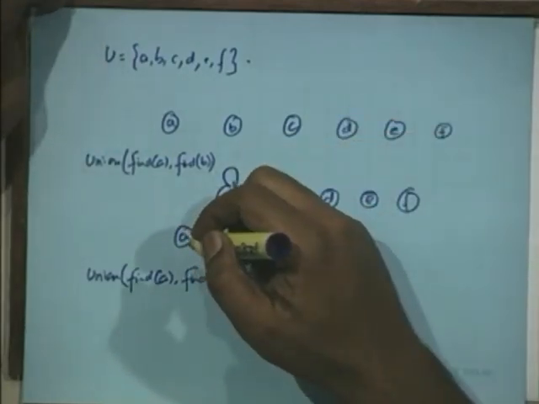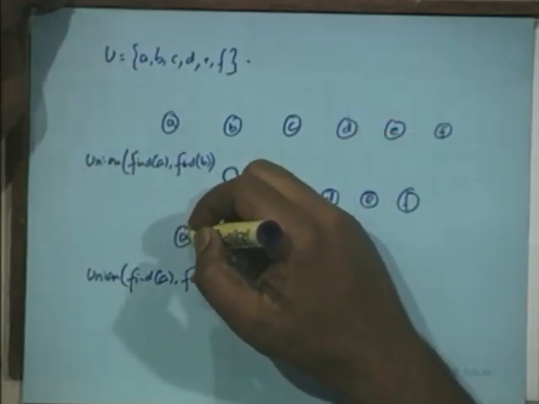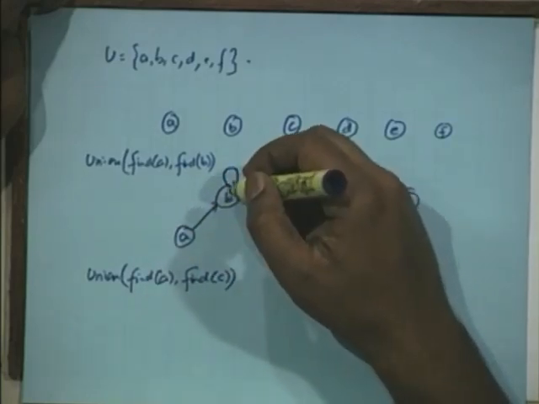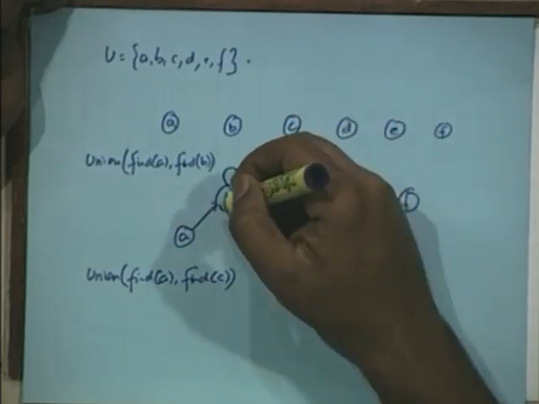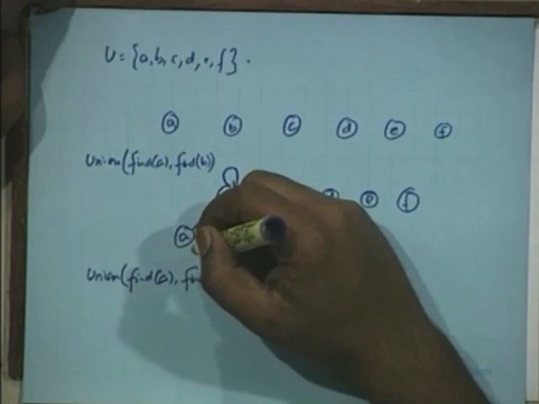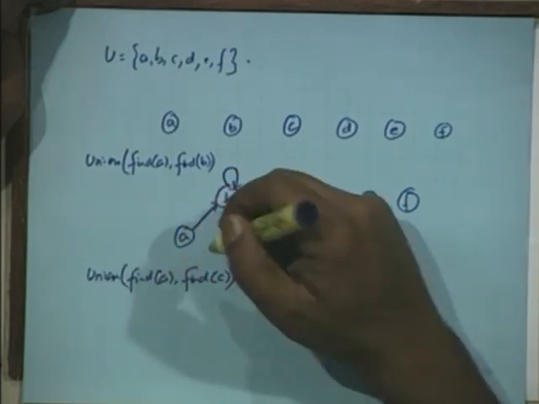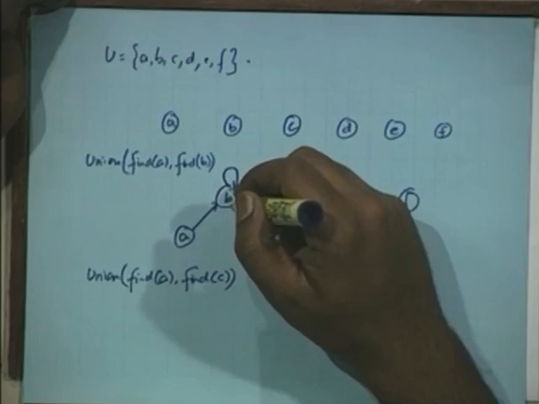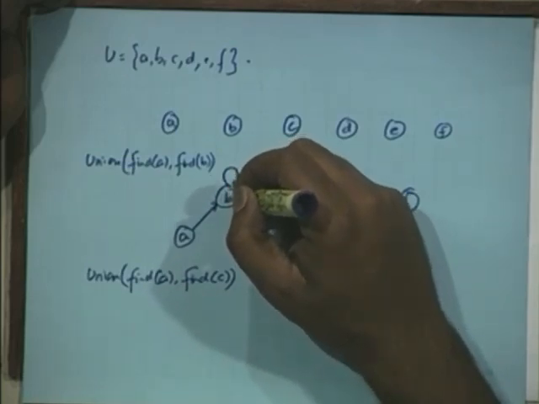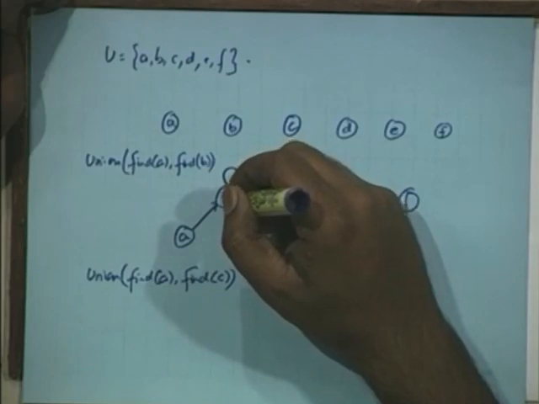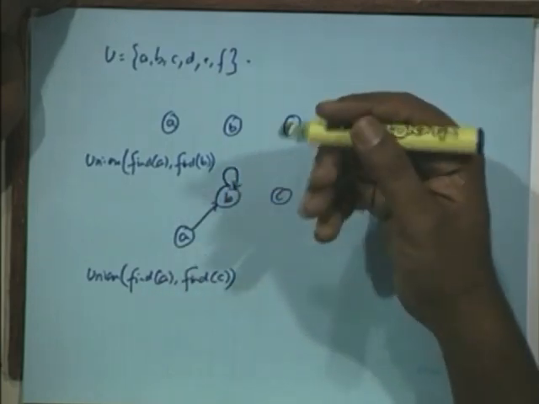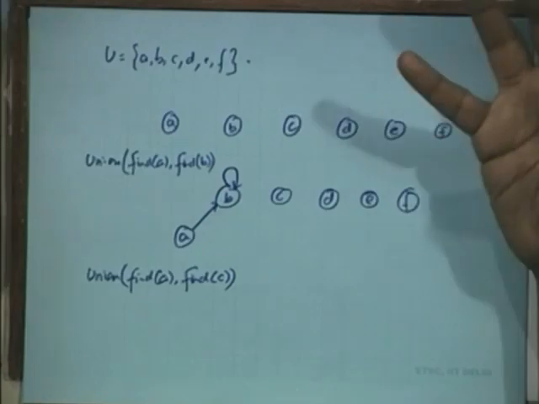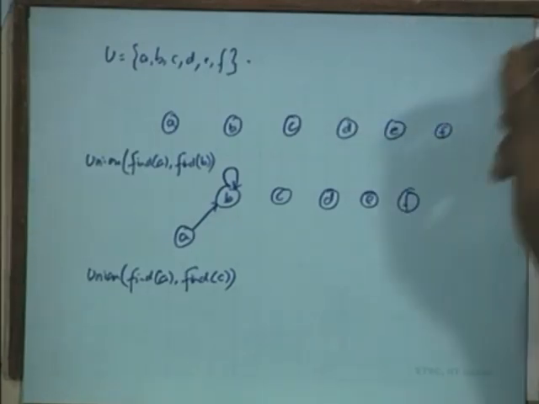When I say find A, I will start from A and keep going up the tree till I reach a node whose parent pointer is either null or is pointing back to itself. At that point I know it is a root, and so this says that find A, the element A is in the set in which B is. So what we are doing is that for each set, how do we represent a set? Each set is represented by one of the elements in the set.